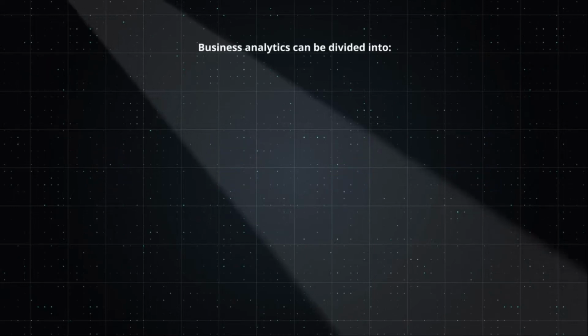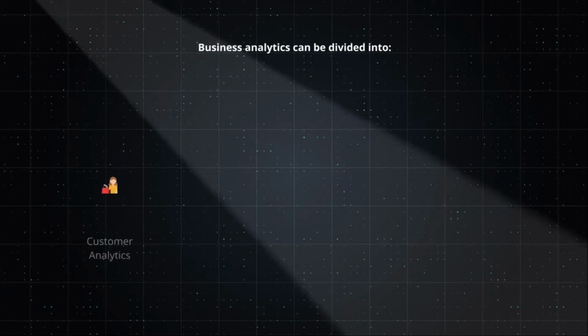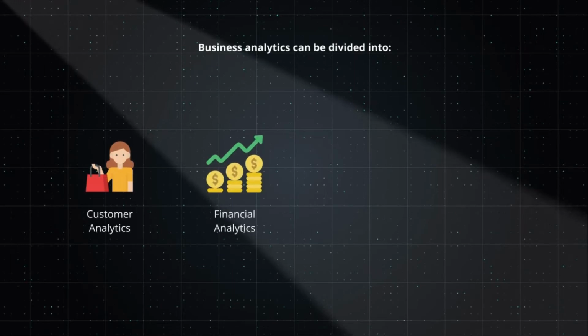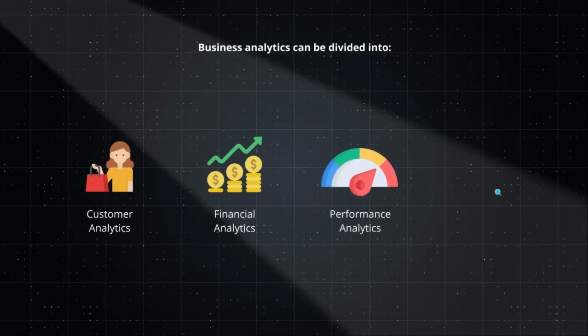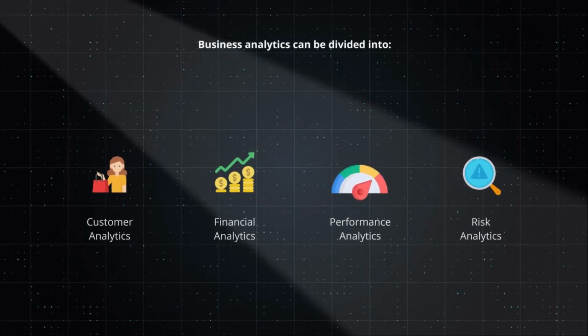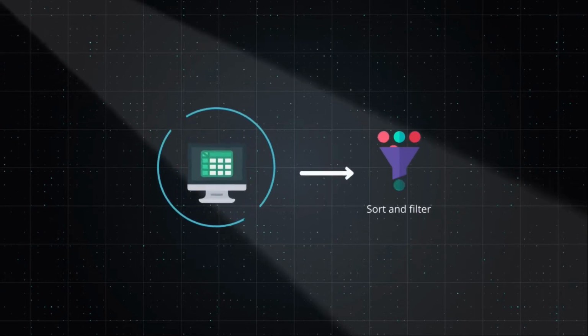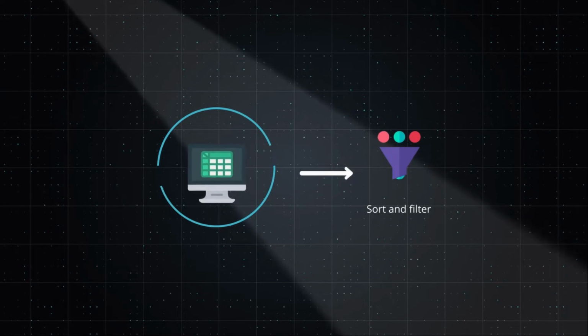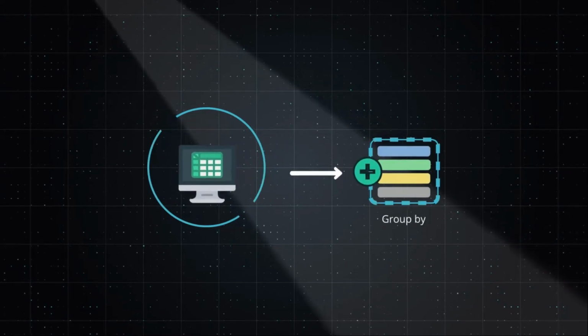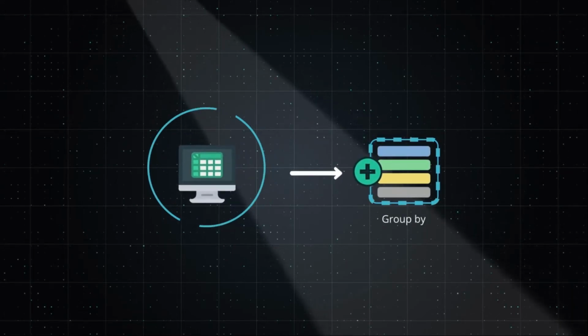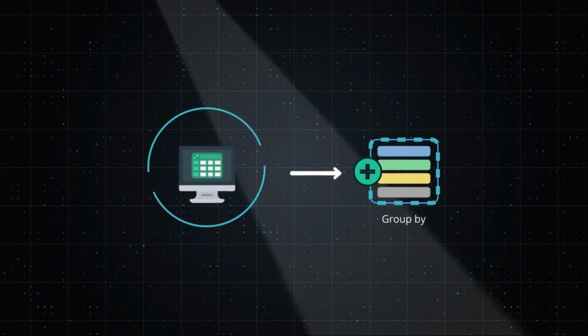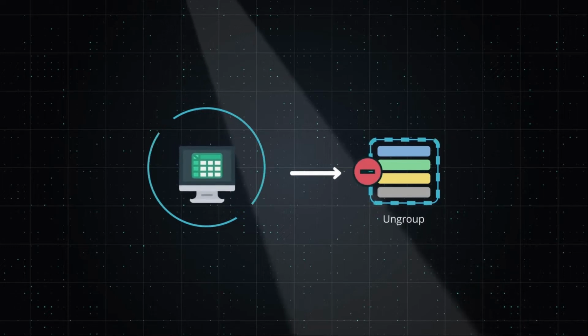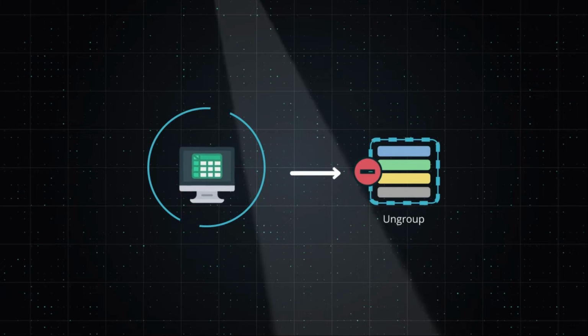Business analytics can be divided into several types, such as customer analytics, financial analytics, performance analytics, and risk analytics. The sort and filter functionalities are available in Excel to order or filter the data for further analysis. Group by functionality in Excel allows us to show necessary data for easy viewing and analysis. The ungroup option allows us to remove the groups created by group.